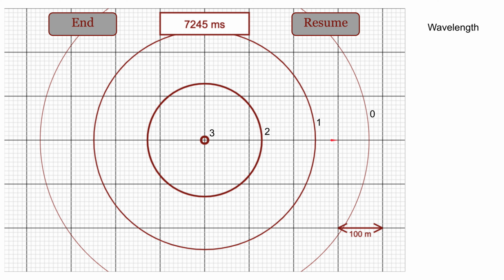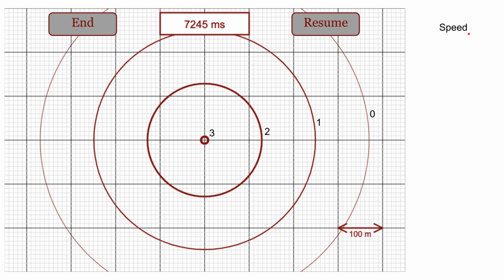I'm going to go from 0 to 1, and I just measure the distance. Notice the scale, 100 meters. Each block is 10, and there's 20, 30, 40, 50, 60, 70, 80, 90, 100, 110, 120. So this wavelength would be 120 meters. You could have measured between 1 and 2 or 2 and 3. They all should give you 120.